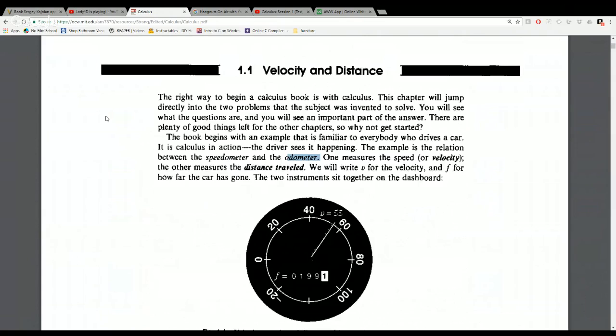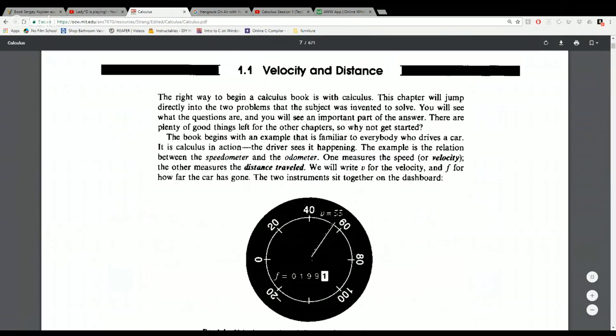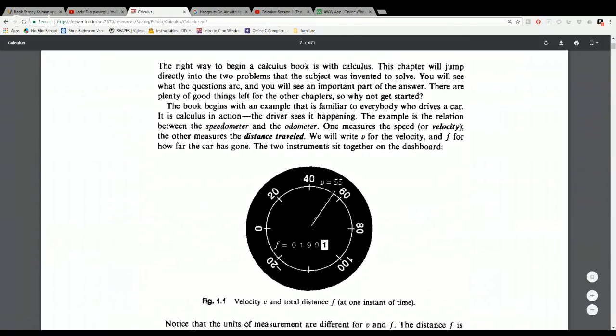Okay, so suppose as one particular example, you may be driving 60 miles per hour right now, and so far you've accumulated, let's say, 70,000 miles. So that's what the speedometer and the odometer would tell you, respectively. So one measures the speed or velocity, and the other measures the distance traveled. There we go. So we will write v for velocity, and we will write f for how far the car has gone. Okay, so the two instruments sit together on the dashboard.